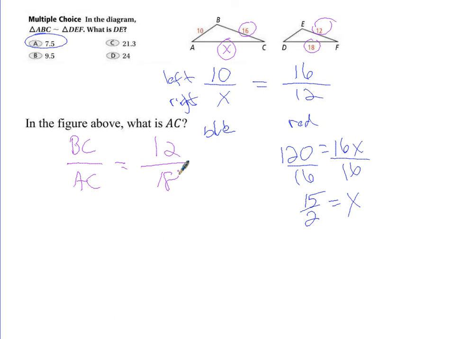Or I could have set up a different proportion and done it just like I did this here. This time I'm doing the left side over the right side. So the left would be 16 over 12 equals the other left side over the right side. So that would be x over 18.